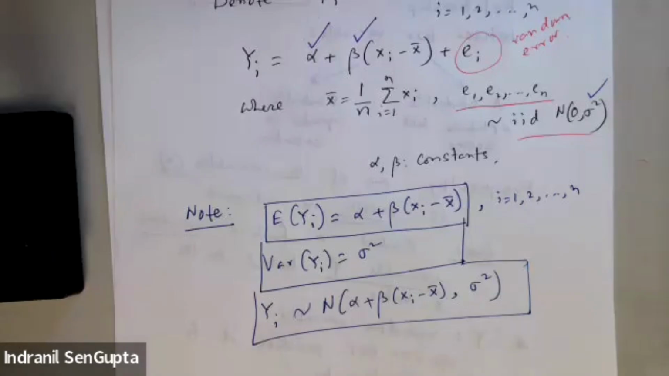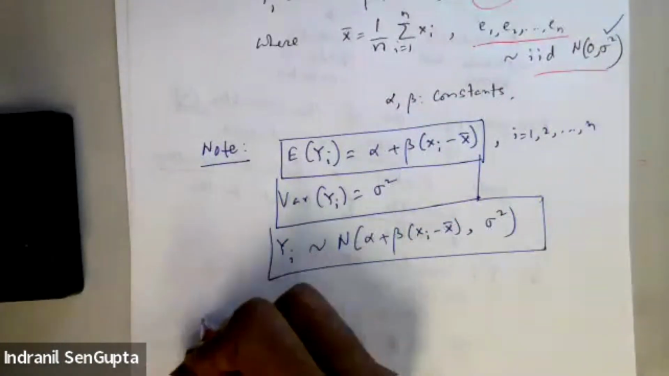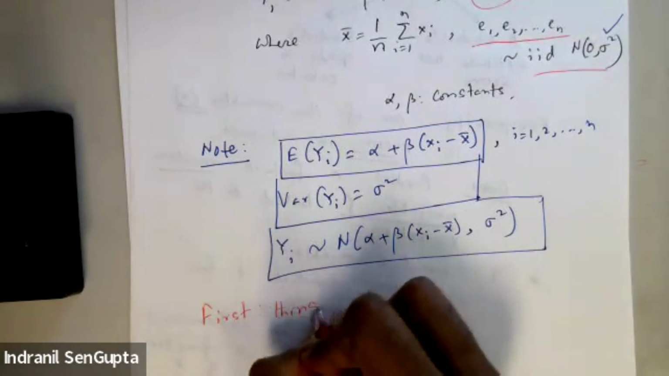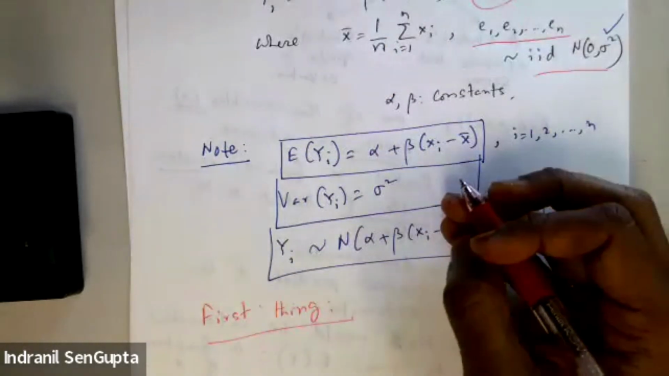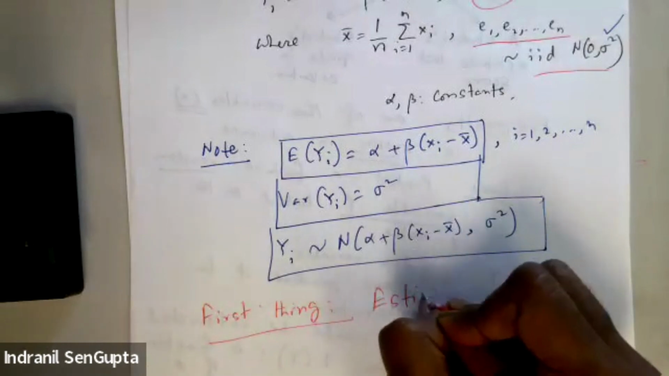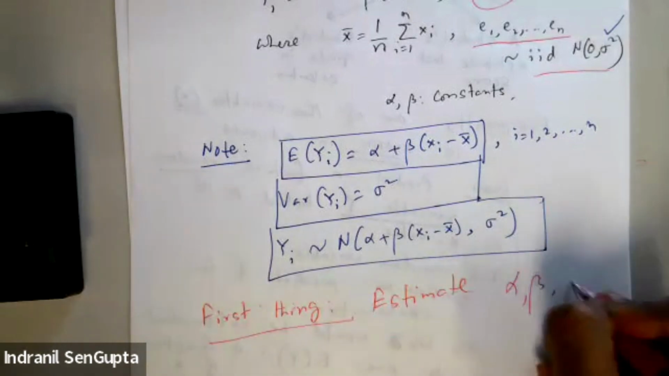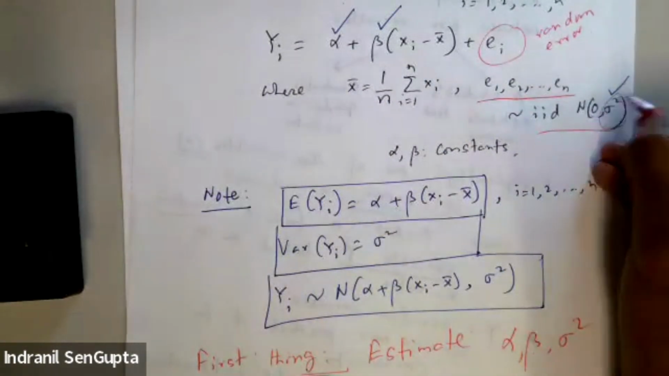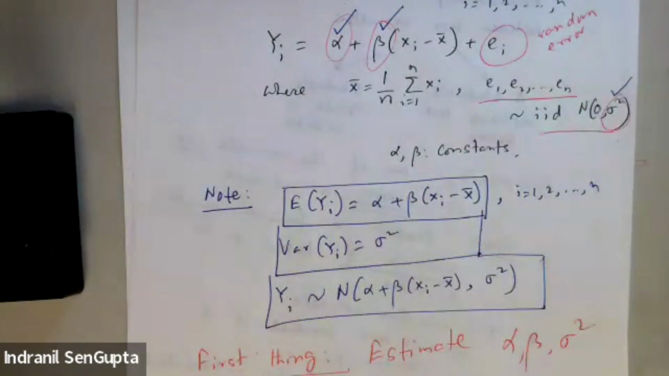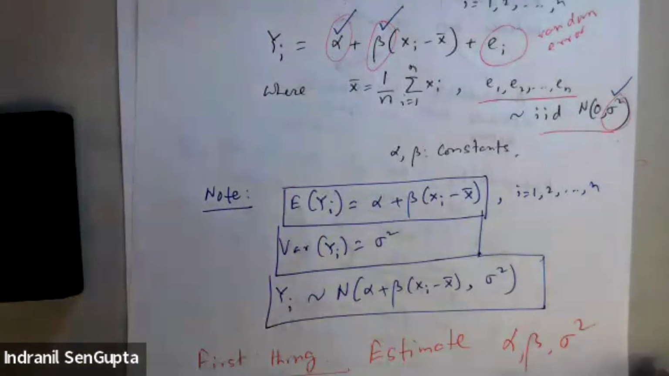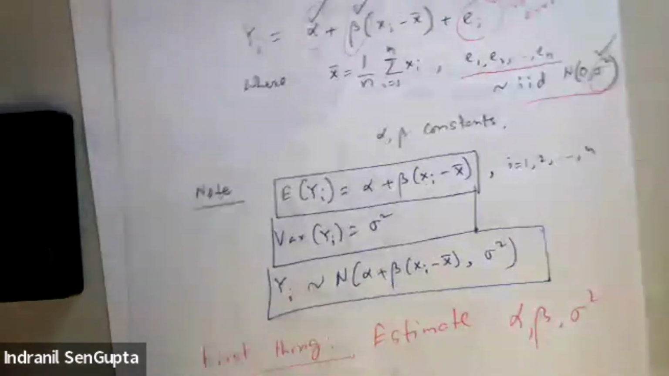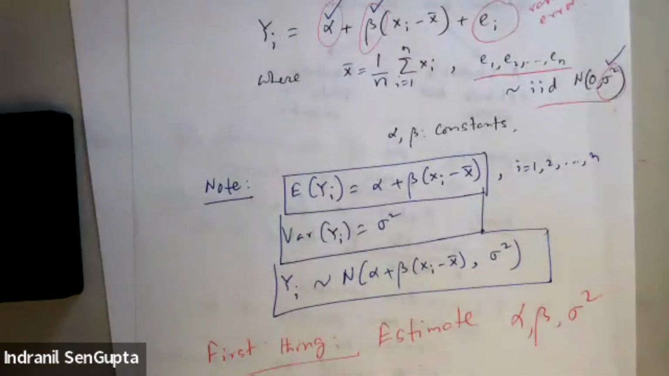Now, the goal: if we really want to work with this model, we first have to estimate the three unknown parameters, alpha, beta, and sigma squared. So these three are the unknowns. Now, how do you estimate those? We have now developed a lot of powerful techniques. For example, we now know the maximum likelihood estimator. So let's use it. So let's consider.